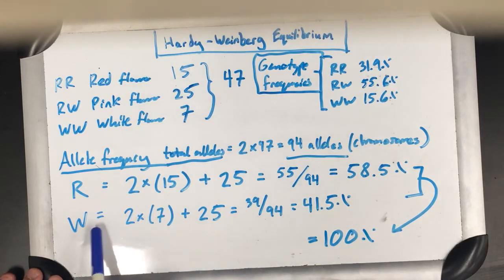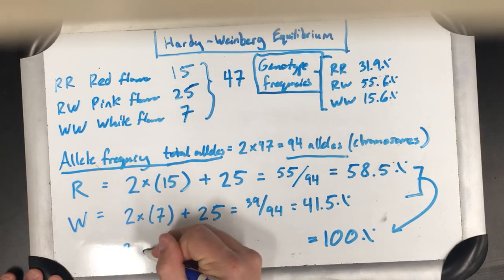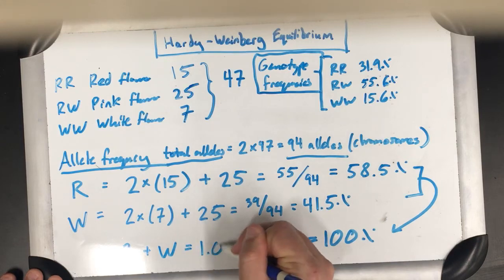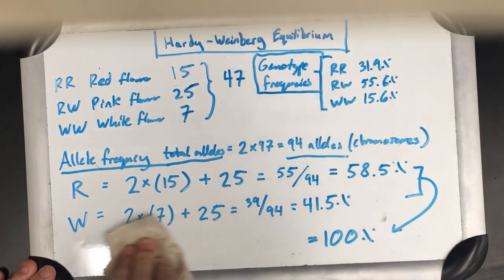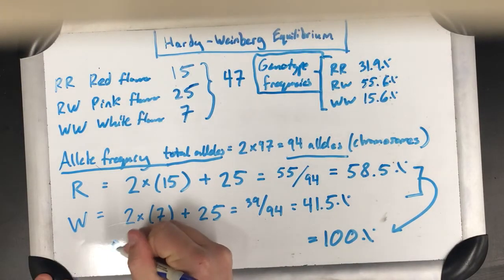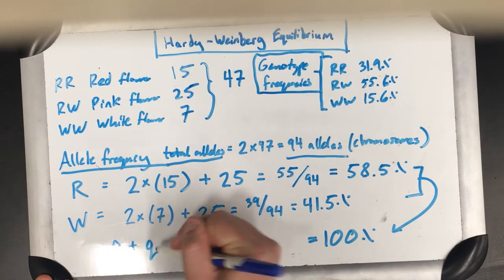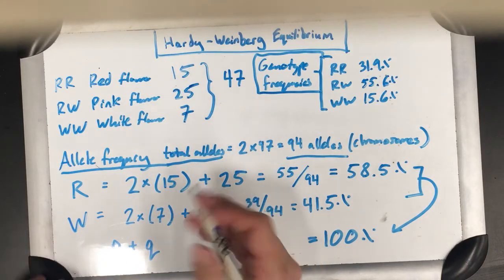The way that we write this is that the frequency of R plus the frequency of W is always going to equal 1.0, if we're doing decimals. In this case, 100%, same thing. How you're normally going to see this written is P, which is the dominant allele, and Q, which is the recessive. So in this case, we have 2 dominants. It's the same thing though.